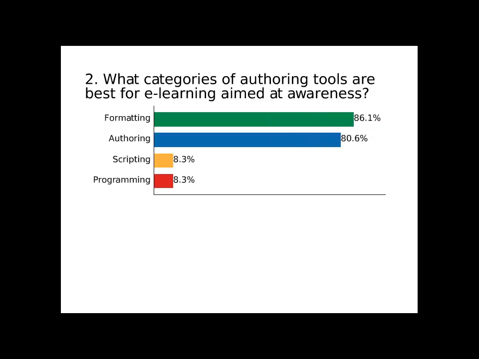All right, and it looks like we have the largest response on formatting, followed closely by authoring, and then scripting or programming. So I'd say that tools from either formatting or authoring categories may be appropriate for awareness level learning. Scripting and programming tools could accomplish awareness, but they're not likely efficient.